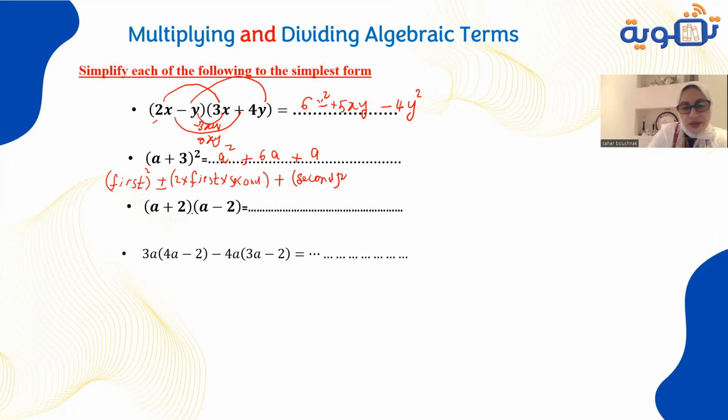Okay, what if these two brackets are the same, but the difference is one positive and the other negative? There is no middle term. So I'll multiply first with first and second with second, which is a to the power 2 minus 4.